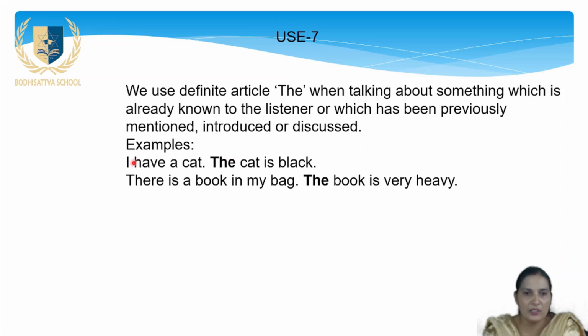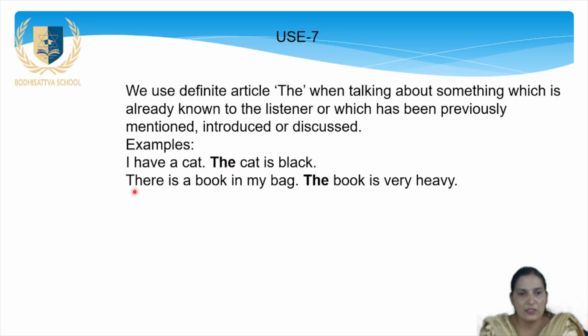And for example, look here. I have a cat. The cat is black. Here are two sentences, and in these two sentences there is a repetition of the noun cat. In the first sentence, I have a cat. In the second sentence, the cat is black. So there is a repetition of the noun. In the second sentence, look here. The cat. Cat is already introduced and discussed, as it was used in the first sentence. So at that time we can use the article "the."